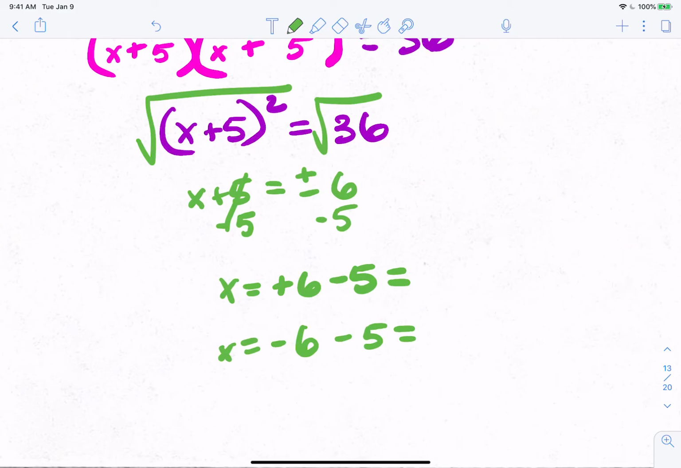So positive 6 minus 5 is 1. Negative 6 minus 5 is negative 11. Do you have to write that? Put x equals 1, x equals negative 11. That's fine. I'm just trying to show you why that is. Okay, so those are my two answers.